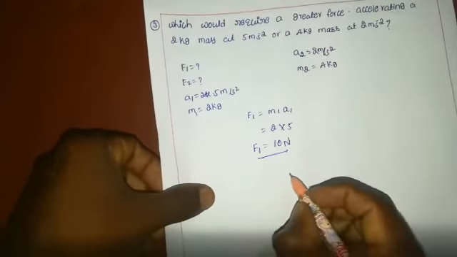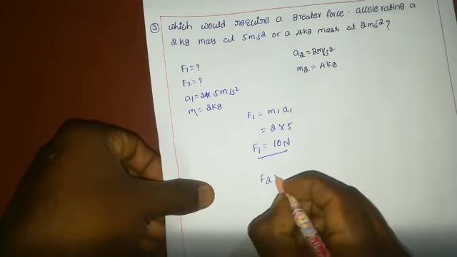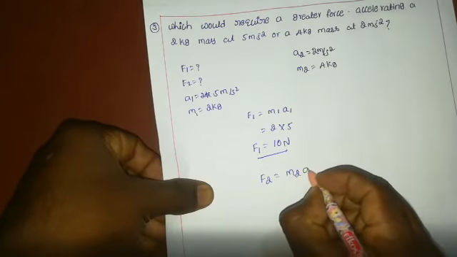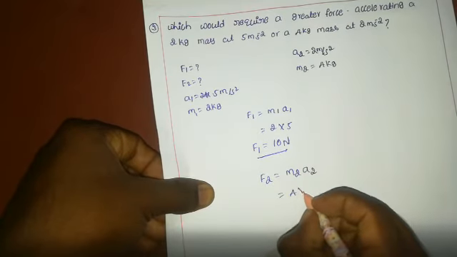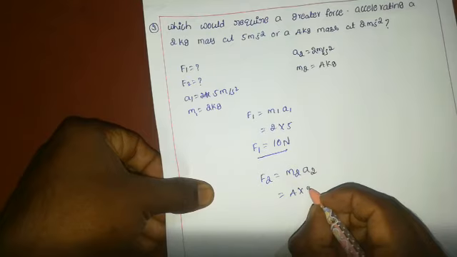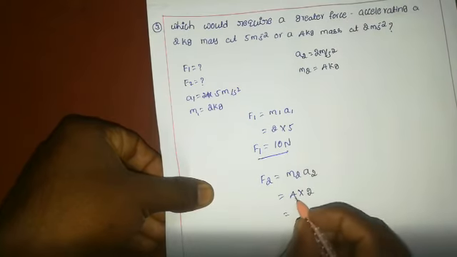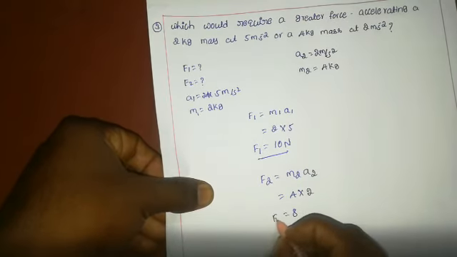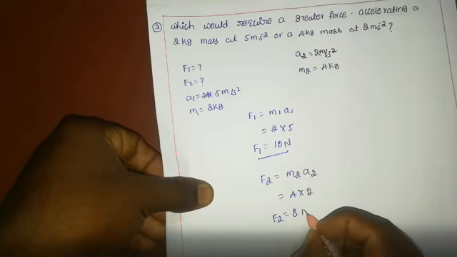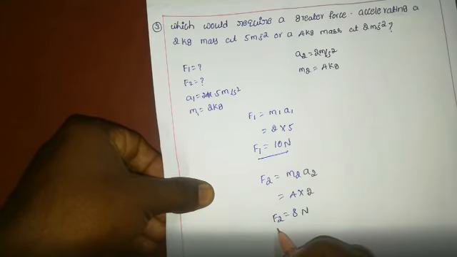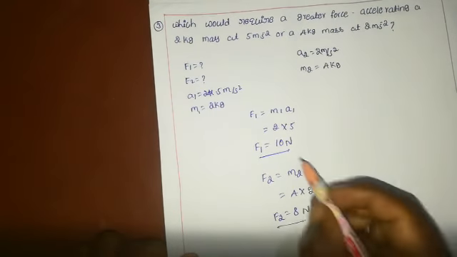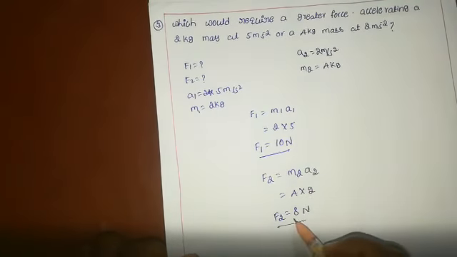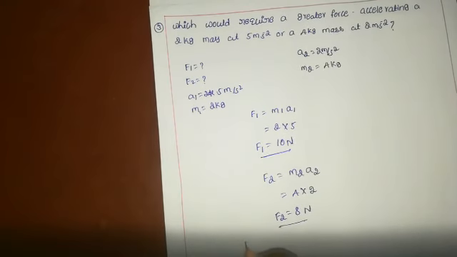Now we have to find out F2. F2 is equal to m2 into a2. We know that m2 is 4 kg into the acceleration 2 meter per second square. Now we get 8. F2 is equal to 8 newtons. F1 is 10 newtons and F2 is 8 newtons. Now we conclude that F1 is greater than F2.